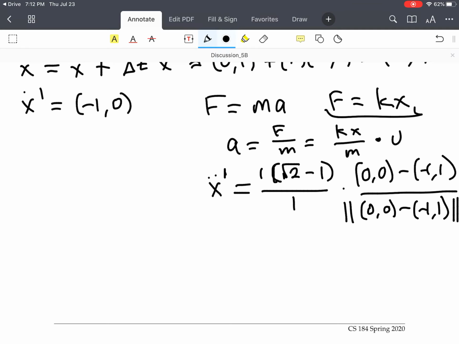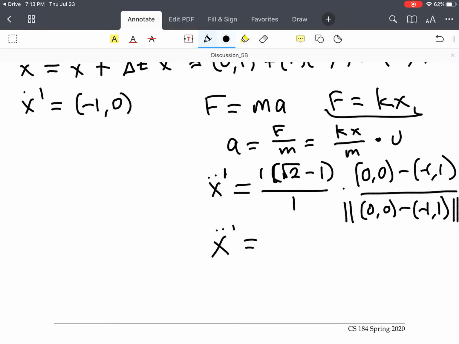Okay, so there's our equation for the acceleration at this time step. And so here we go. I'm going to skip through some of the math for the sake of space and time. But if you do the math over here, what you're going to get is that the first term is going to be root 2 over 2, and the second one is going to be negative root 2 over 2.